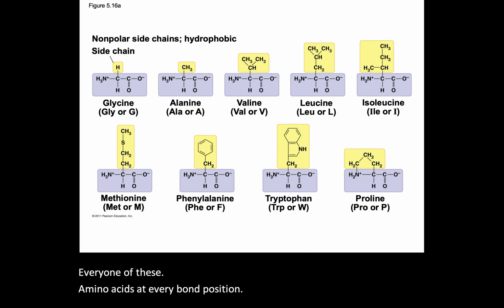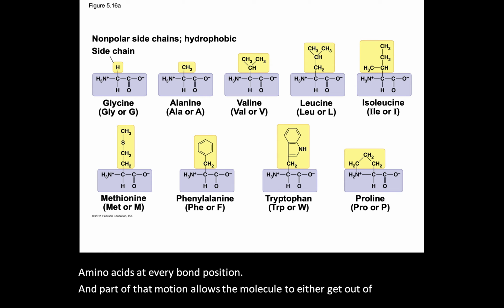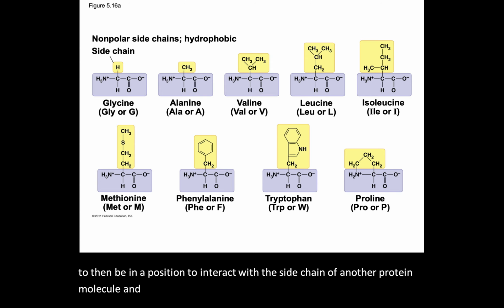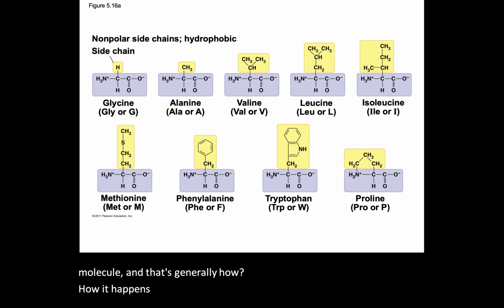And part of that motion allows the molecule to either get out of the way or to then be in a position to interact with the side chain of another protein molecule. And that's generally how interactions are done.